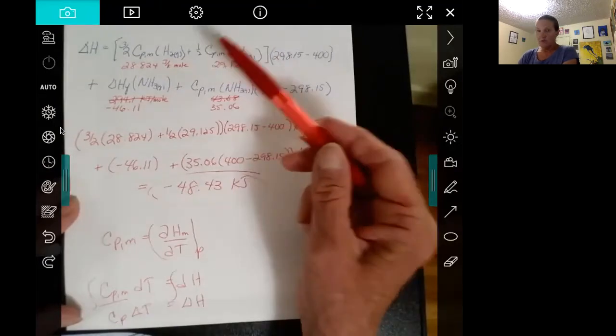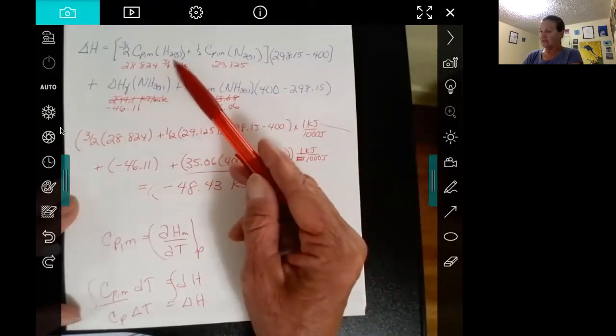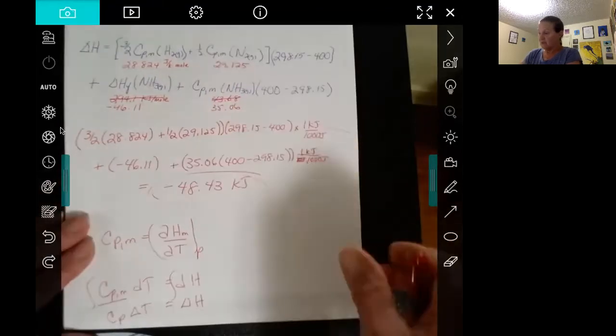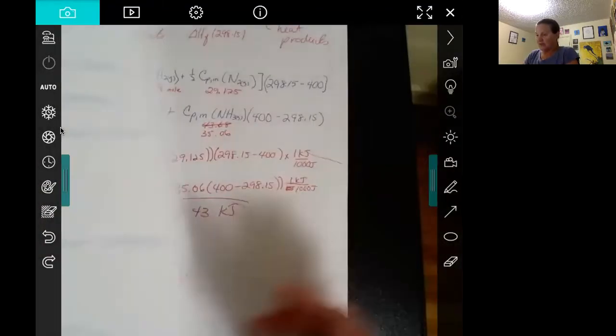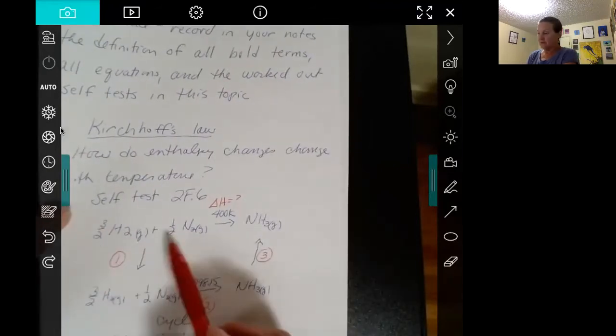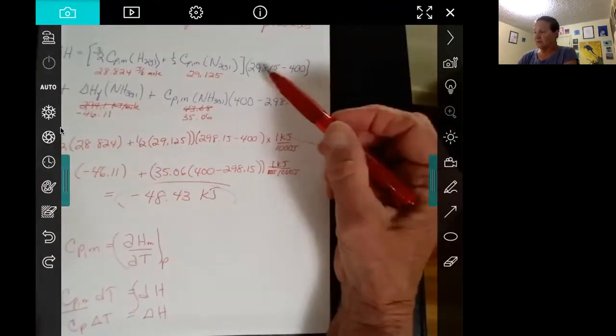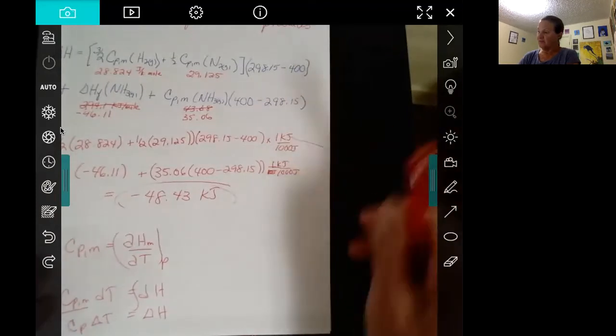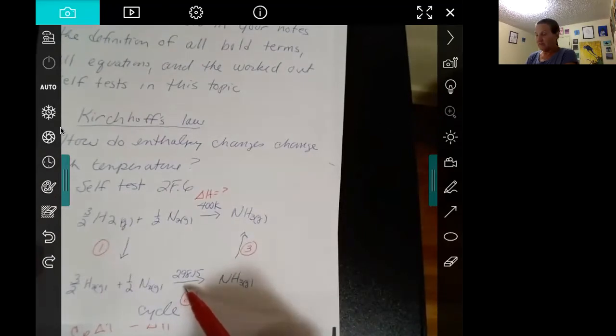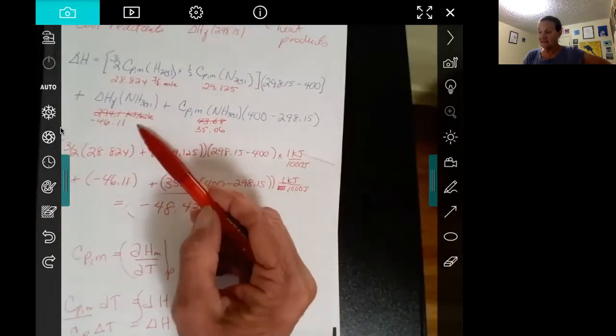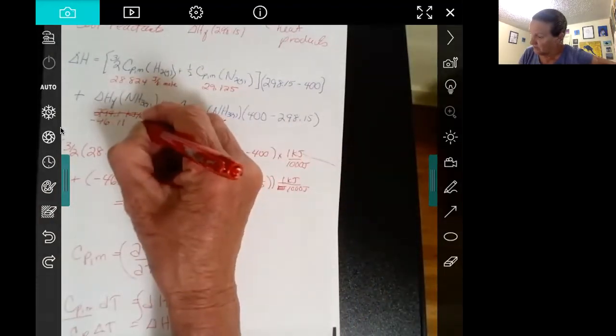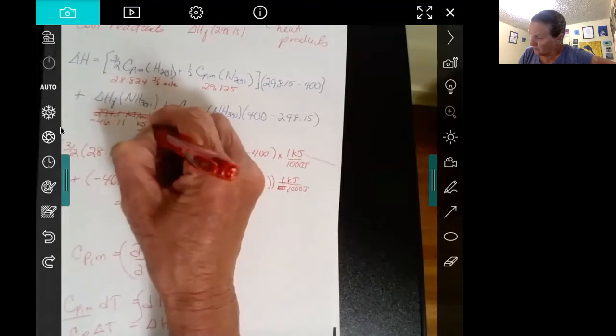So for step 1, that would mean I need the heat capacities for hydrogen and nitrogen. I need to multiply them by the number of moles in the reaction, so 3/2 for the hydrogen, 1/2 for nitrogen. And then I need to multiply both of those by 298.15 minus 400, because in this step, 298.15 is T2 and 400 is T1. Then I need to add to that the delta H of formation at the temperature I have it in the table. And in the table, it is negative 46.1, and that's in kilojoules per mole.